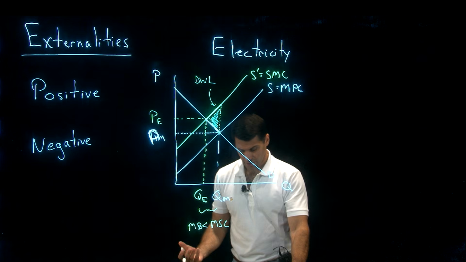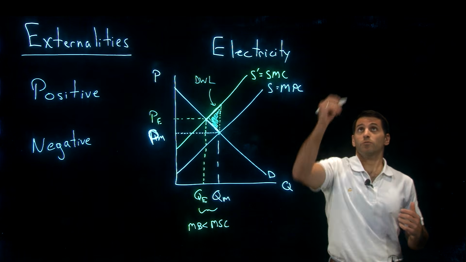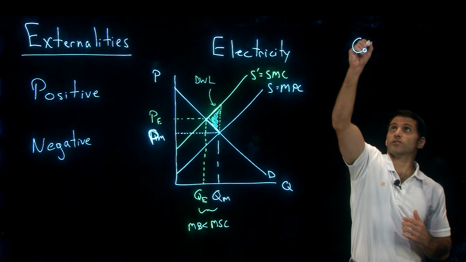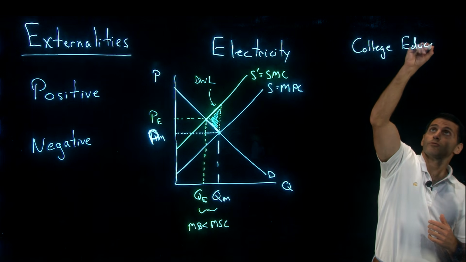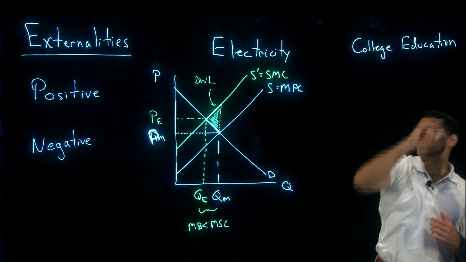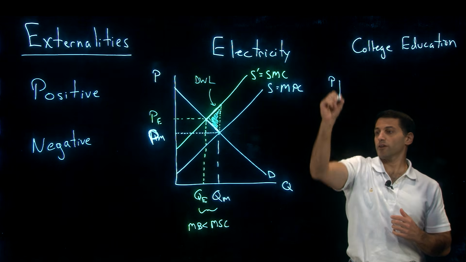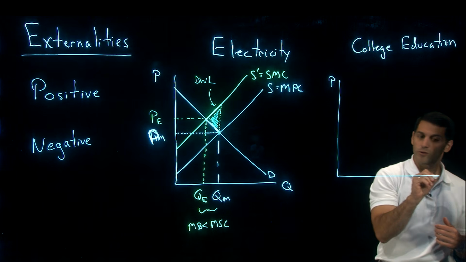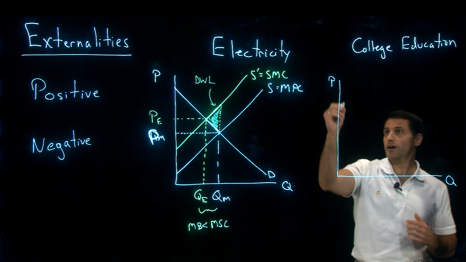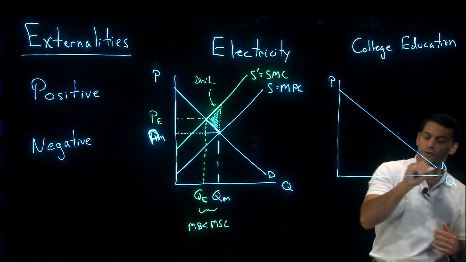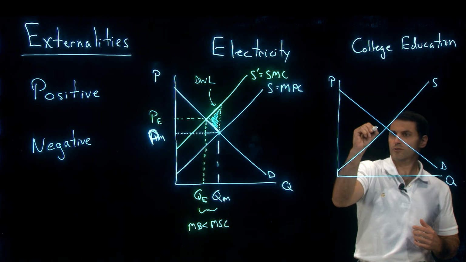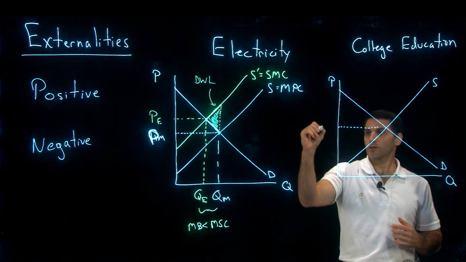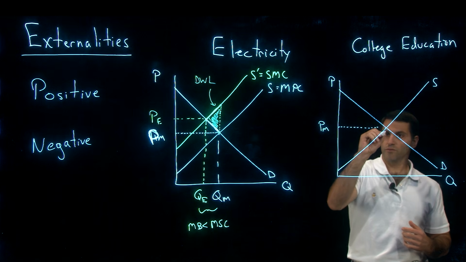And so this is a negative externality on the production side. What about a positive externality? So here we can think about a college education. And this is the example that our textbook uses. So again, we want to start off our analysis by just drawing our supply and demand curves and finding our equilibrium that we would get in the free market.